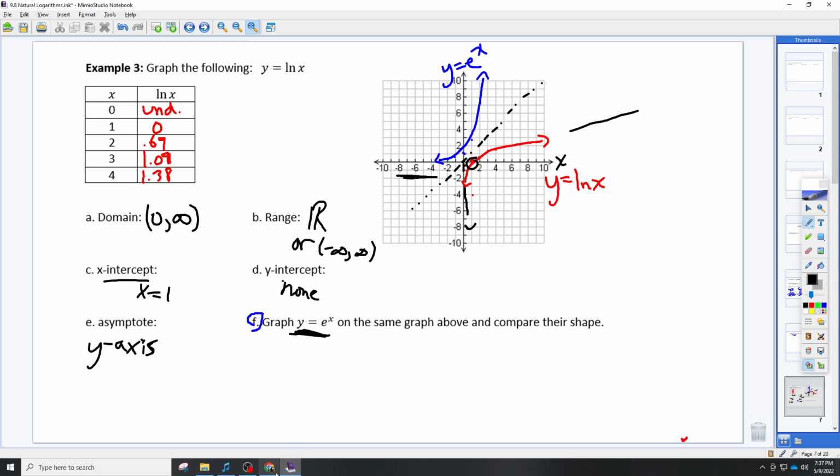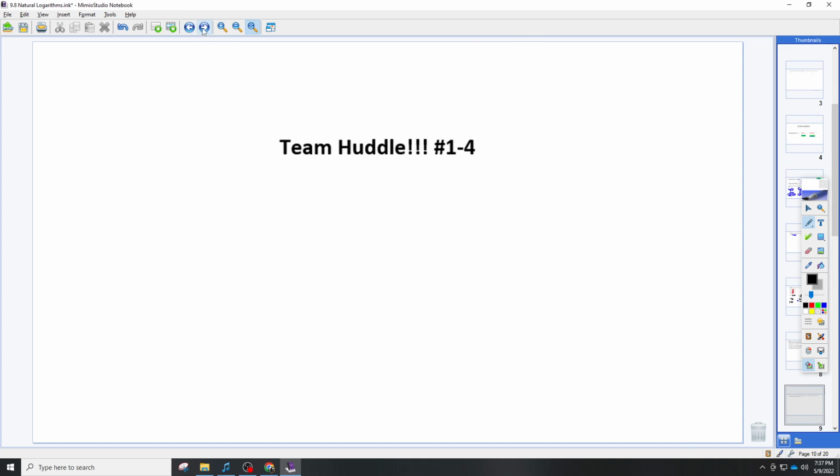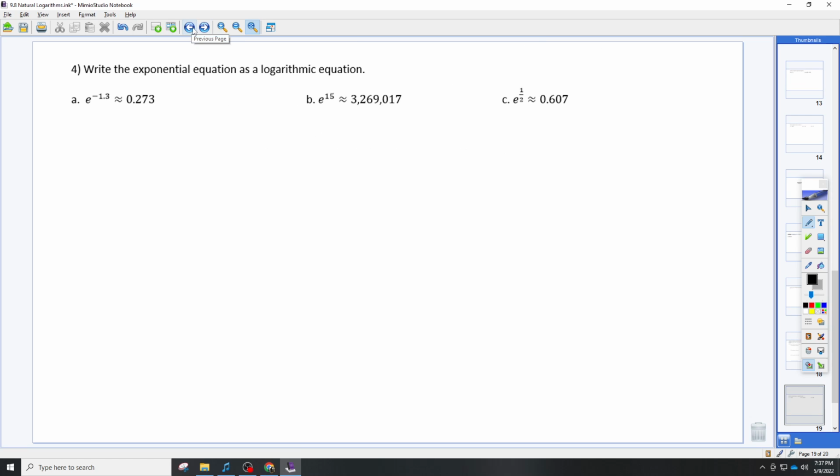I also want to show you some other ones on here, because I know we're going to get to a word problem now. Is that all then? Just one word problem? Yeah.